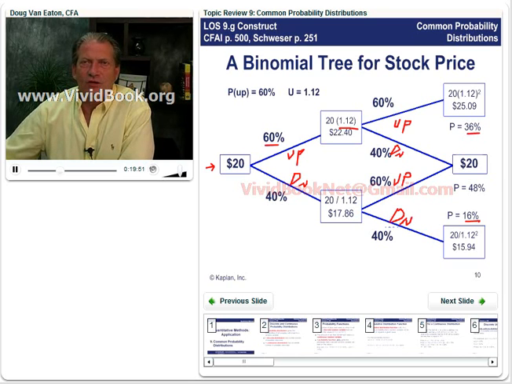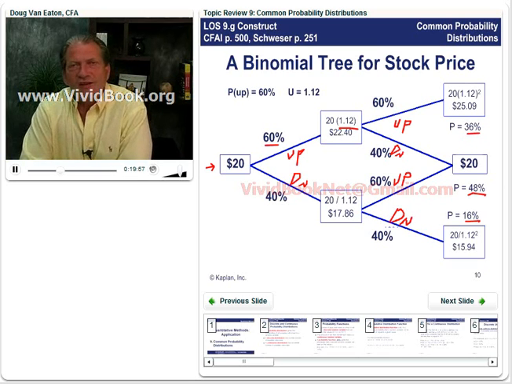And that is also an example of the binomial formula. That's actually the probability of getting exactly one up move in 2 trials. It's also the probability of getting one down move in 2 trials. So you might want to fool with that formula and convince yourself of that.